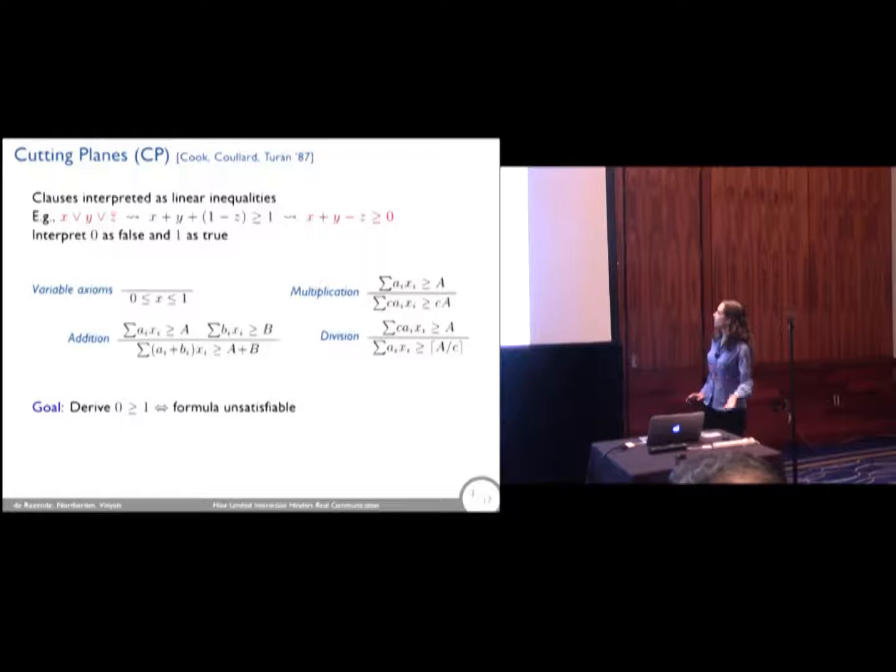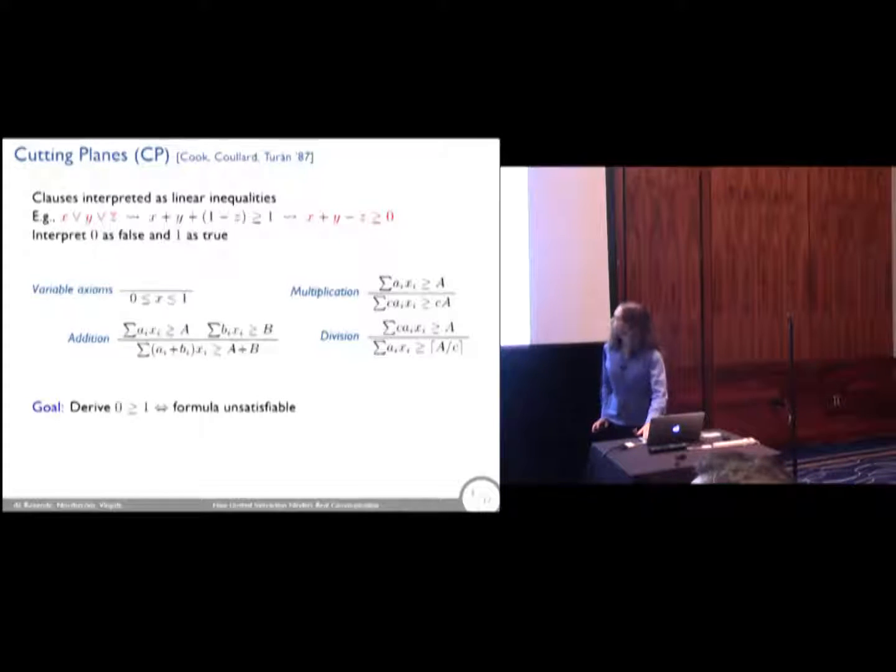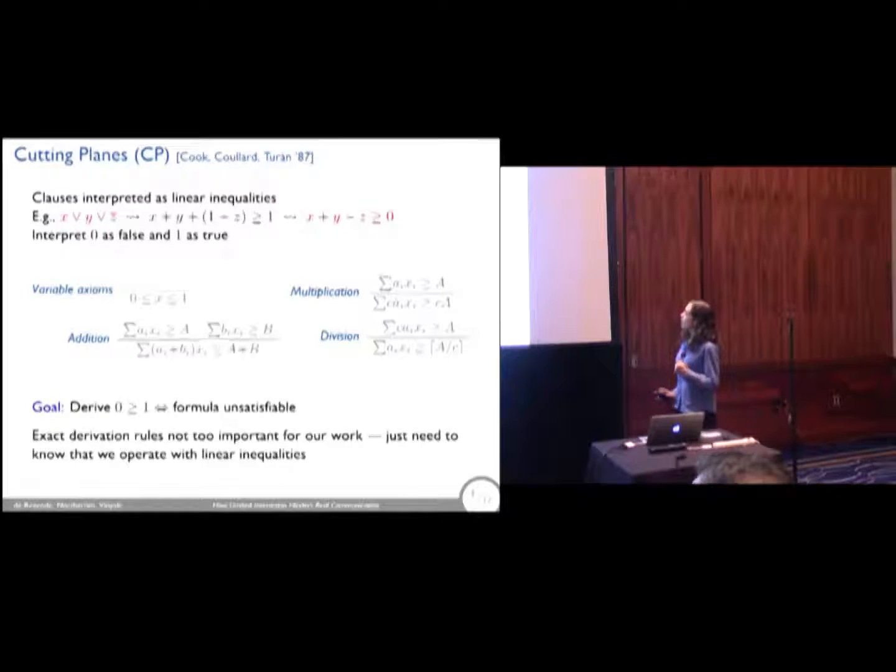Then we have a set of rules that tell us how we can manipulate these inequalities. So we have addition, scalar multiplication, division, and our goal is to derive 0 greater or equal than 1. Okay. So don't worry too much if you haven't memorized these rules. It will not be important for the rest of this talk. What's important for us in this work is that we're operating with linear inequalities. So that's all we have to know for now.